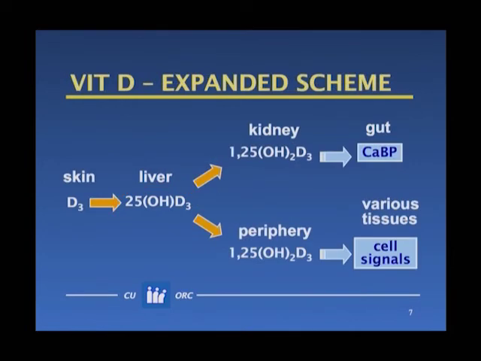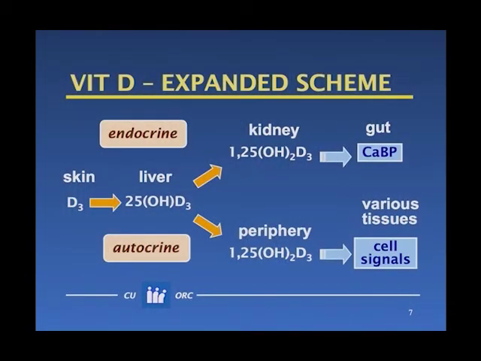Now, we've come to understand that the canonical scheme is not adequate. We need to work with an expanded scheme. The top one is the one that I just showed you a moment ago. It's the endocrine side of the story, and it's 1,25D circulating in the blood as a hormone going to the intestine to produce a specific effect, as is true for all hormones in the body.